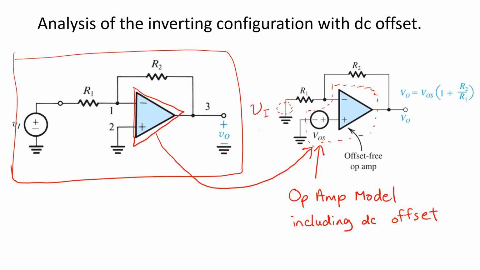and VOS. Now, the response to VI with VOS equal to 0 is simple. It's just the output of a regular inverting configuration. That is, VO equals negative R2 over R1 times VI. So here we're showing the analysis in response to the offset voltage source VOS by setting VI equal to 0. When we do that, we recognize that the output of the op-amp looks just like the output of a non-inverting configuration in response to an input source VOS. That is, VOS experiences the gain of the non-inverting configuration, 1 plus R2 over R1.